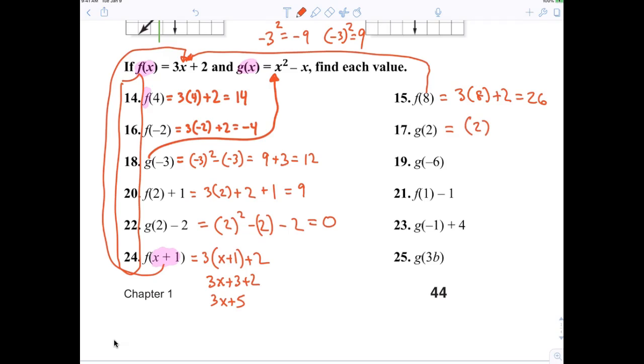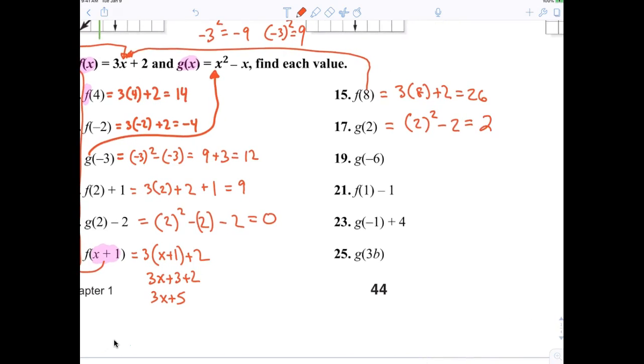It's 2 squared minus. That's exactly right. Right, 2 is the answer.